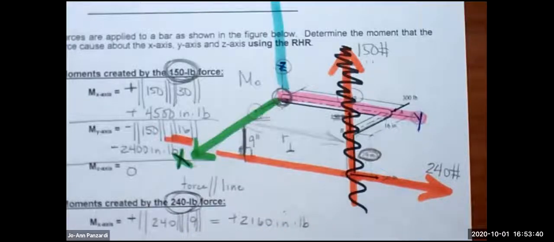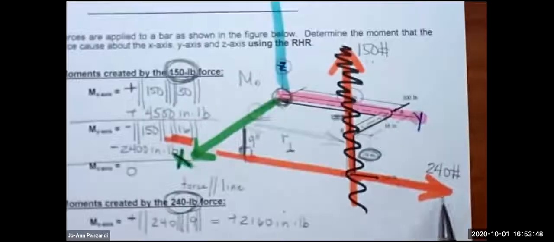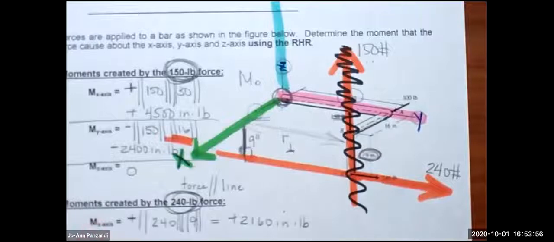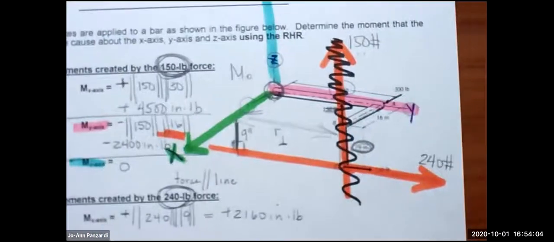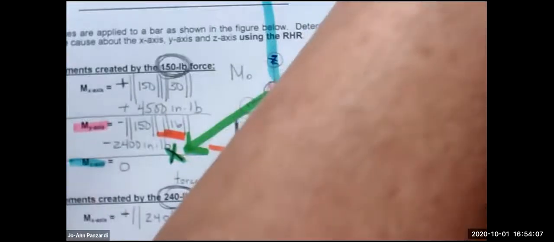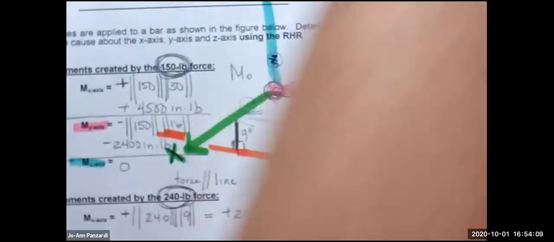Okay, so now we're up to Mackenzie. Mackenzie, where are you? I'm here. Okay, so we're looking at the same force, right? We're still looking at the 240, but now we're trying to find the moment about the y. So maybe I should color these. Y, Z, and green.